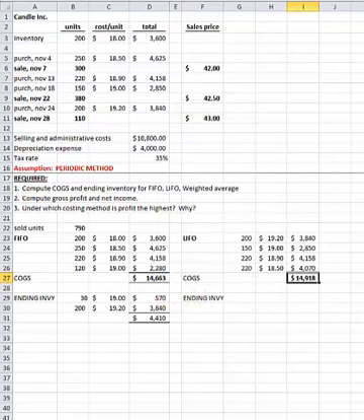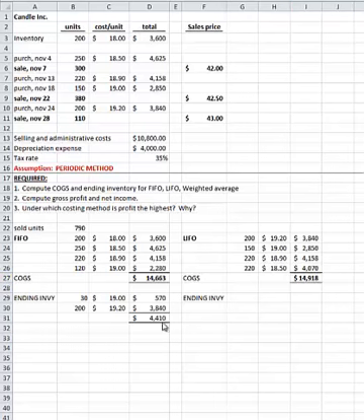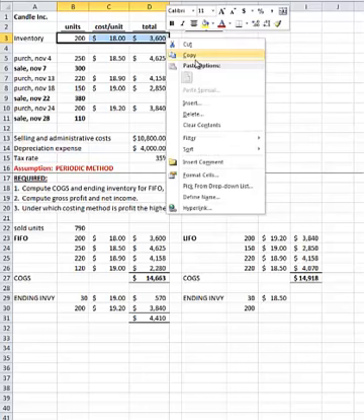And cost of goods sold under LIFO would be 14,918. Now let's work on ending inventory. We took 220 from that 250 unit purchase, so we have 30 left from that layer. And we didn't sell any of the beginning inventory, so I can just grab that whole thing there.